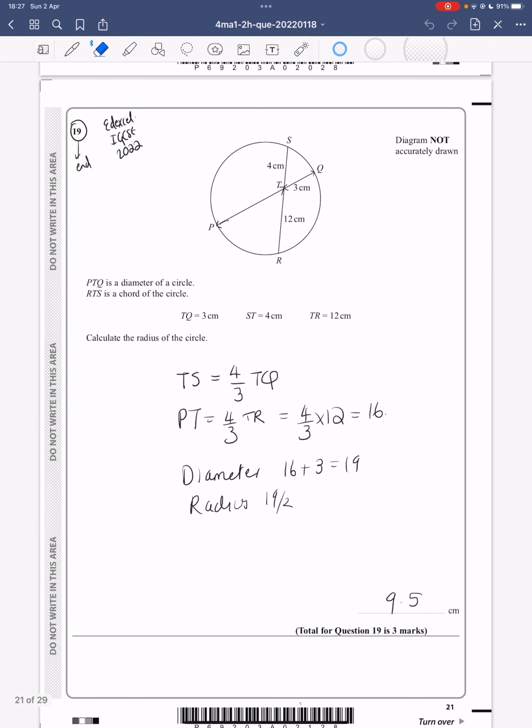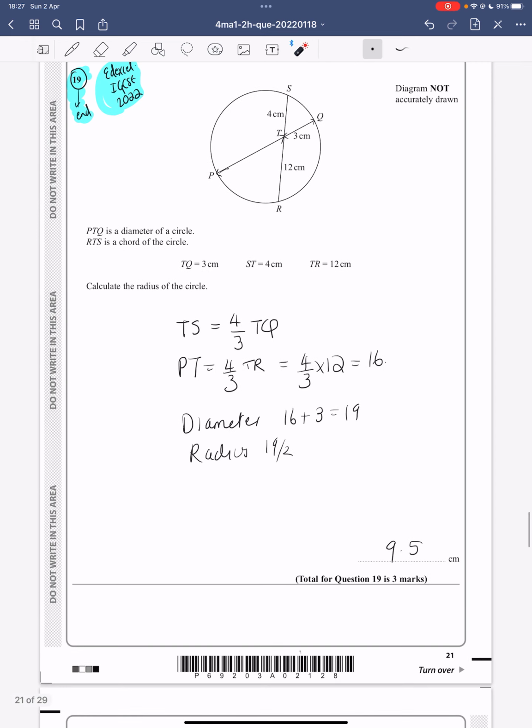Okay, so this is Edexcel GCSE 2022. It's question 19 to the end. Now I've already written in the answers, because I taped it yesterday and it didn't record at all, or 30 seconds did, so I don't know what happened there. So I'll just read through my answers.